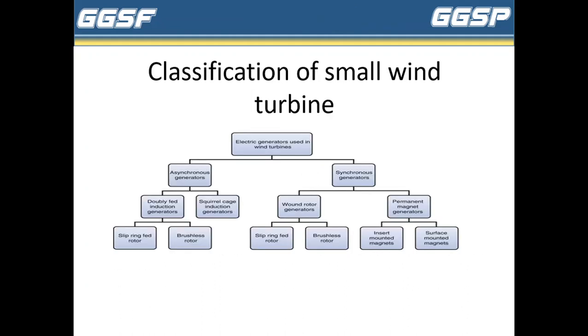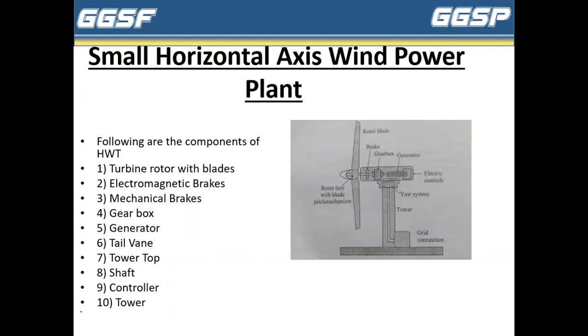This is the classification of wind turbines. Here we see the complete classification of small wind turbines. Next, small wind turbine has two types, that is horizontal axis wind power plant. These are the components of a horizontal axis wind power plant: first, turbine rotor blades, electromagnetic brakes, mechanical brakes, gearbox, generator, tailwind, tower top, shaft, controller, tower.